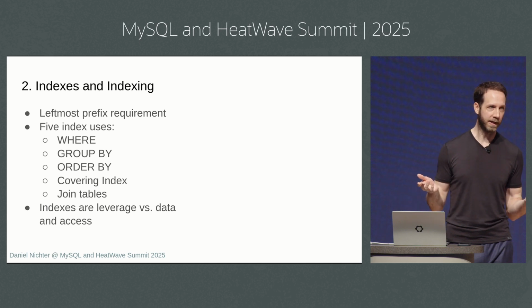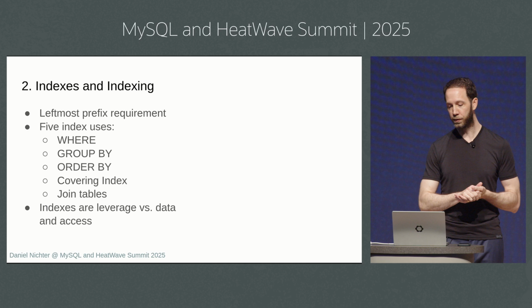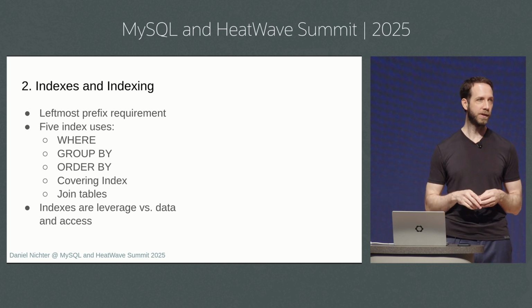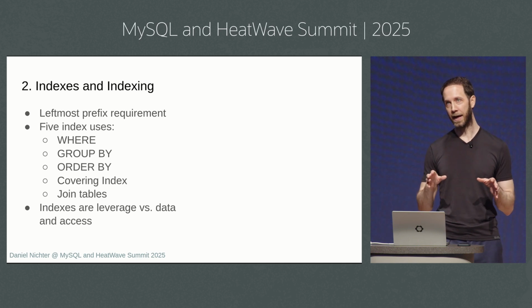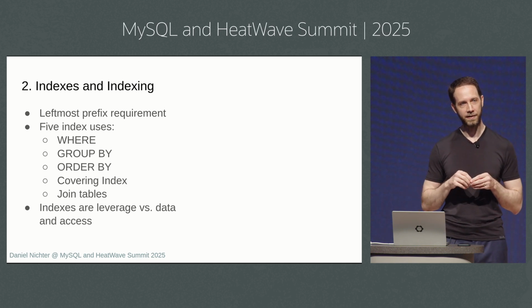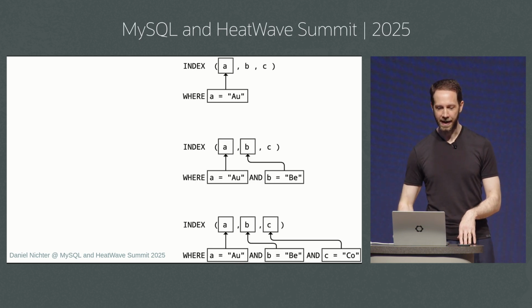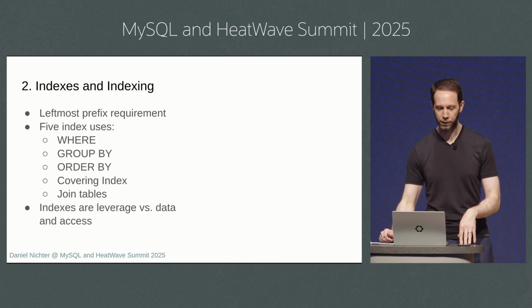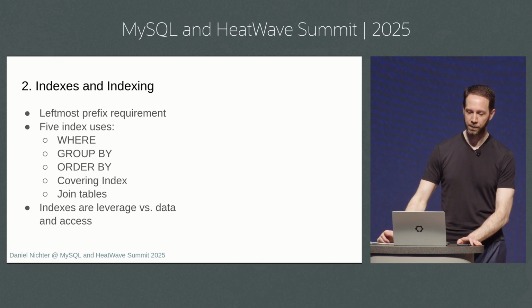MySQL obviously uses an index for conditions in a where clause. Hopefully everyone knows that. To optimize group bys, to optimize order bys. It will use an index for a covering index, meaning that it can take values only out of the index. So if you just select A, then it can take the A values out of that index without having to pull them off disk or full rows, for example. That's a covering index. And then, of course, it uses them to join tables.